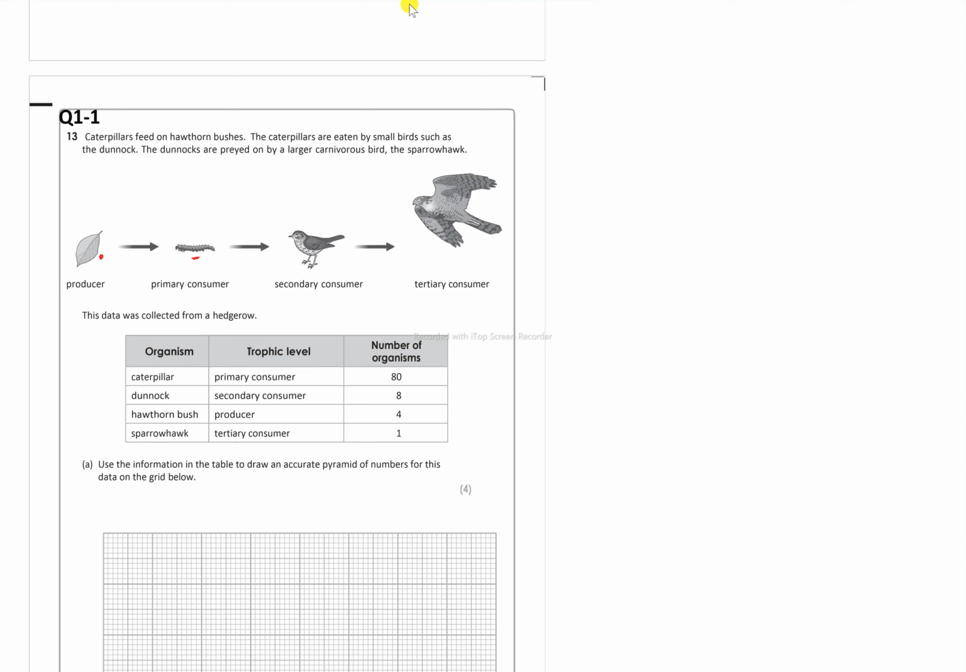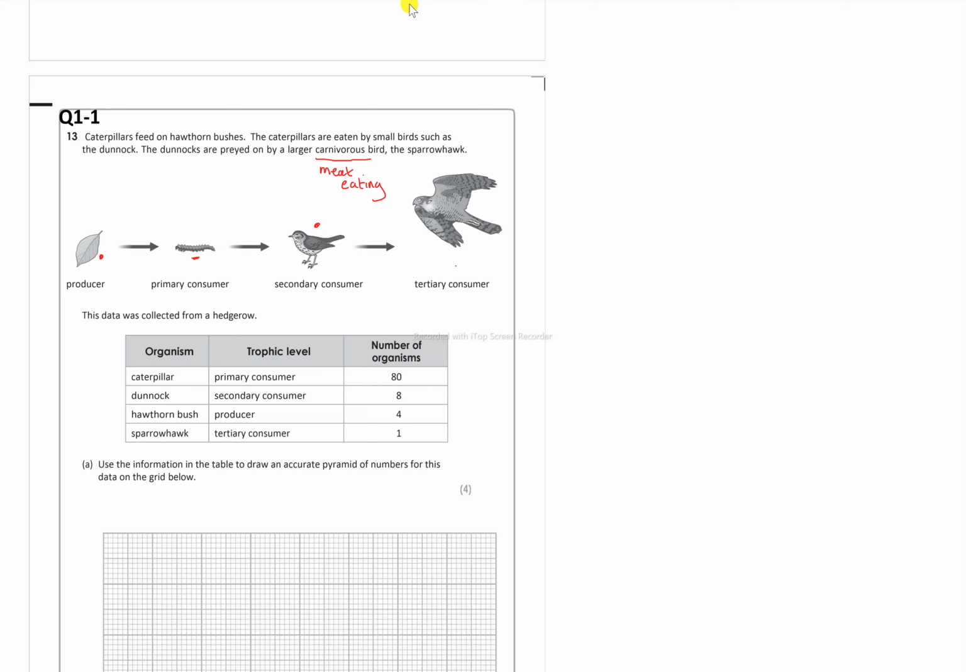Then caterpillars are eaten by a small bird. And then this carnivorous meat eating is a sparrowhawk, a bird of prey, and it eats that.